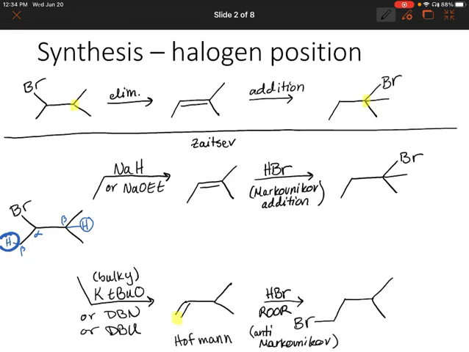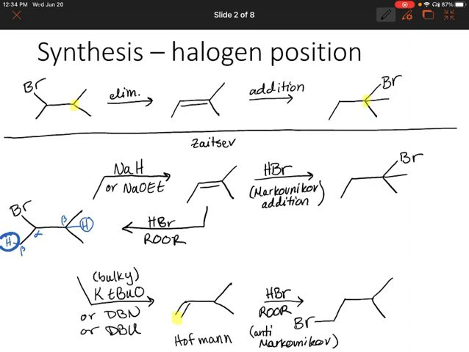Okay. Now, one last question. What if we have our alkene up above, but we want to add bromine to the less substituted carbon on that alkene? How would we do that? Same thing that we just did, right? HBr and peroxides.